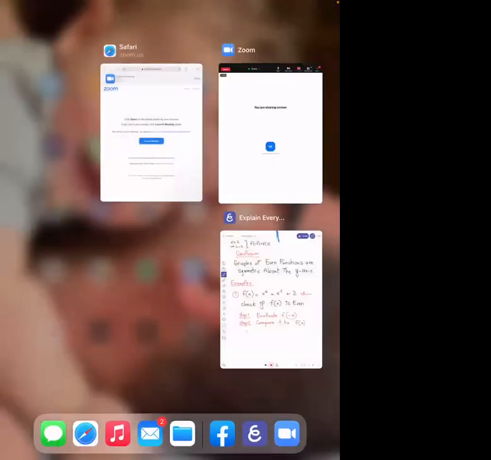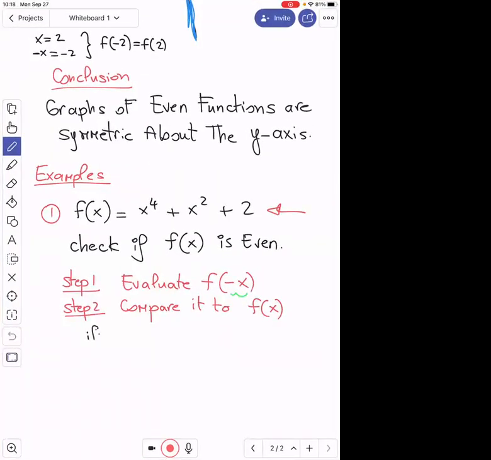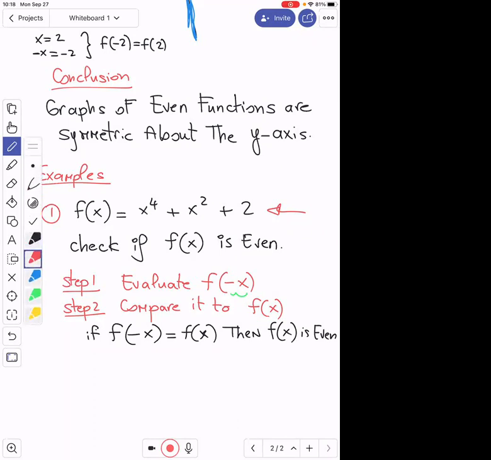Okay. All right. And if they are equal, then f of x is even. All right, so let's do this. Here is my original or initial function, my f of x. This one right here is my original function.